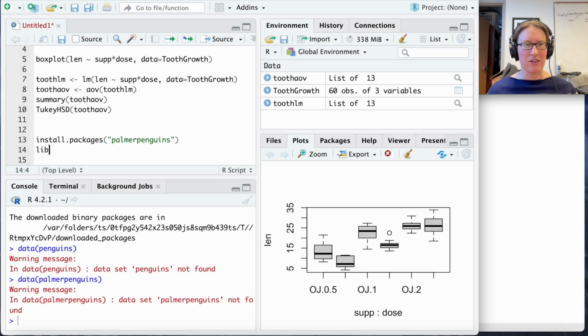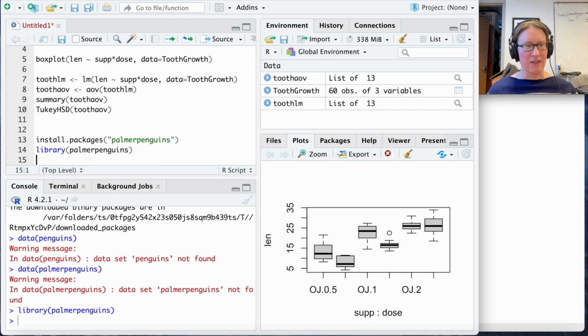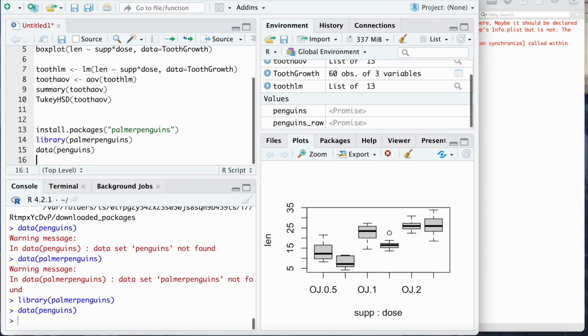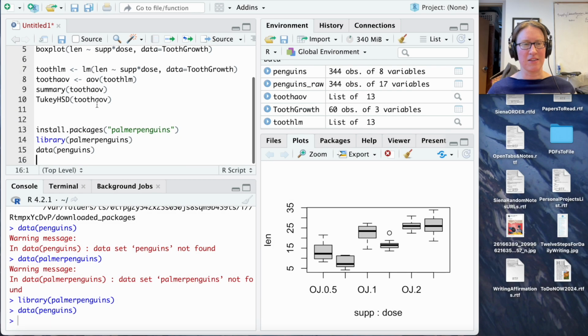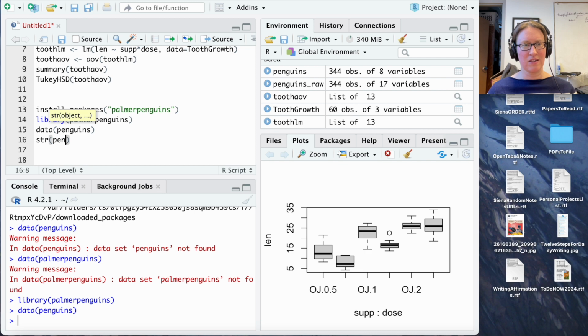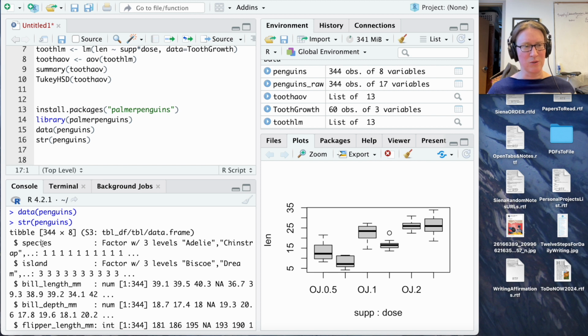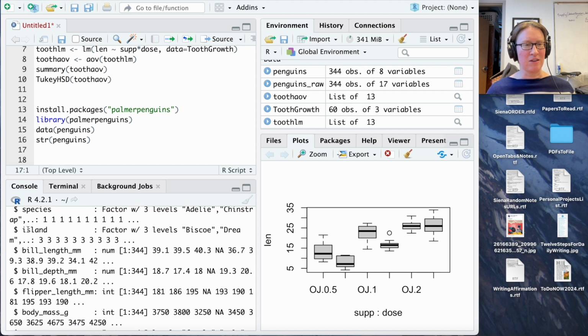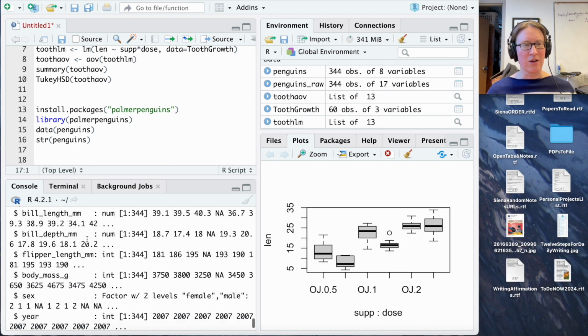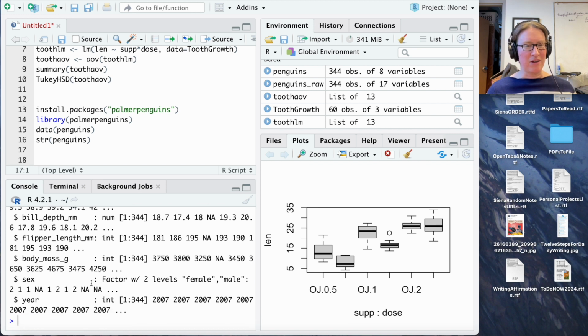Okay, so after we've installed the package, we need to load it. Palmer Penguins. Okay, and then we can load this data set. All right, so now let's take a look at this penguin data set. Same process, str function. All right, this is a data set that has a lot of different things going on. So we've got several different penguin species. There's 3 different species evaluated. They've actually been characterized across 3 different island locations. We've got a whole bunch of information about various penguin dimensions, how long their bills are, how deep they are, how long their flippers are, etc., whether they're male or female, and what year the data were collected.